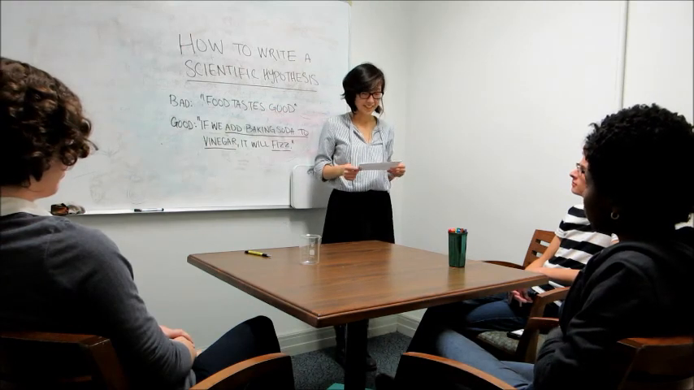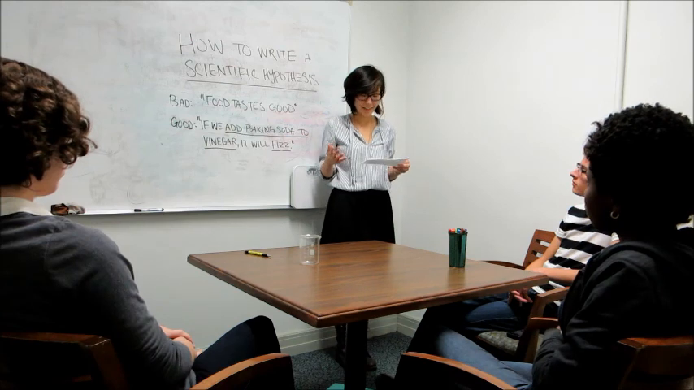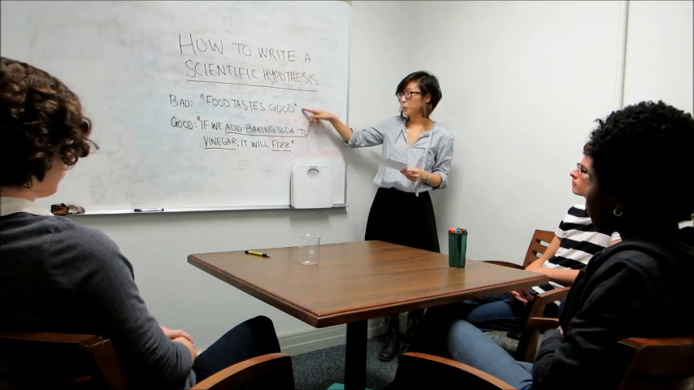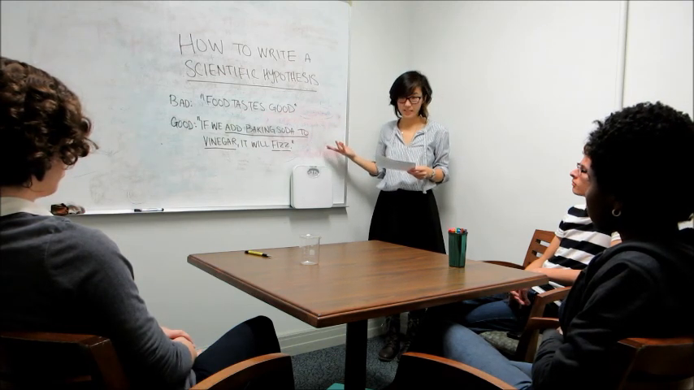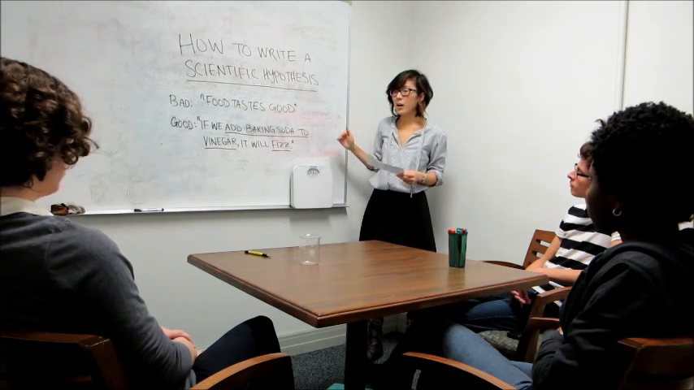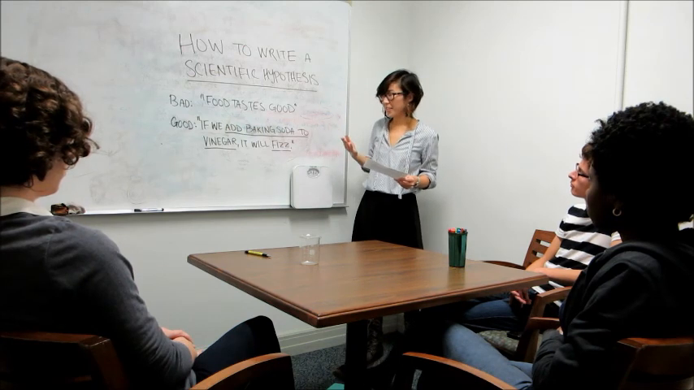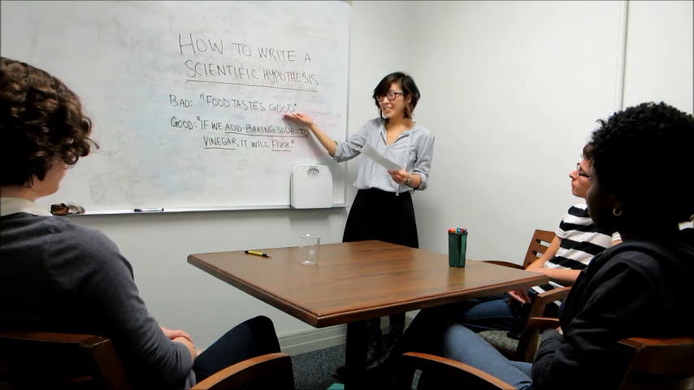So how do we make a good hypothesis? Well, a good hypothesis must have 4 things. It must be clear, specific, measurable, and reasonable. Here we see 2 hypotheses. Food tastes good, and if we add baking soda to vinegar, it will fizz. Here we could see clearly that food tastes good doesn't really outline what we want to do in our experiment. It's not specific or clear. It doesn't say what kind of food we want to use or what good is.